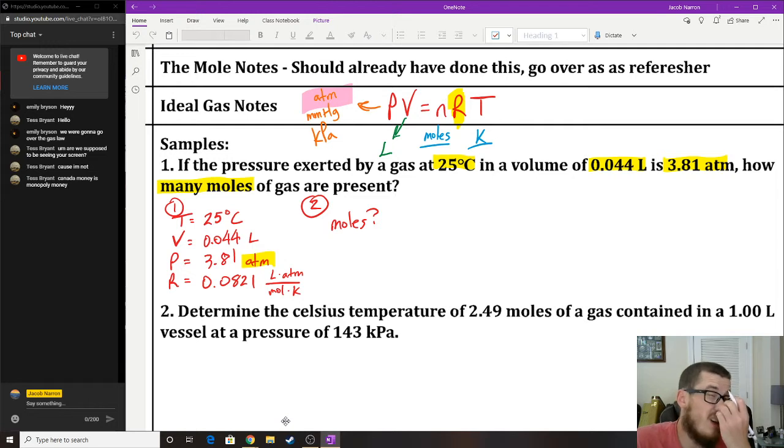No, yeah, that's a little helpful because you know what you're looking for, you have a target, but that's not how I want you to do it. We don't say moles. In the equation, N is what represents moles. So I want you to say N equals question mark.